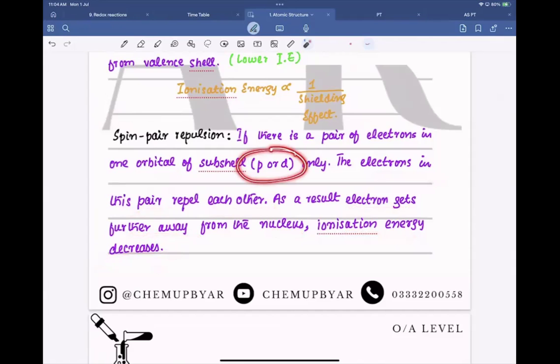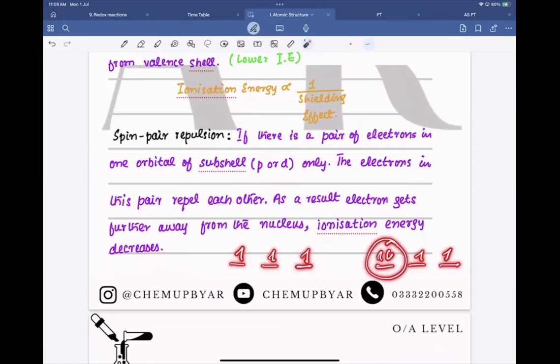And one of the p or d orbitals is half filled and another has a pair. For example, see, this is p and this is p of another atom. In this p, it is half filled, right? Yes, sir. And over here, this one gets a pair. So this pair has a repulsion in it, and as a result, one of the electrons gets further away from the nucleus, and as a result, its ionization energy decreases. Is this understandable? Yes, sir. Okay.